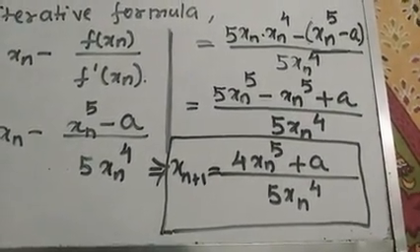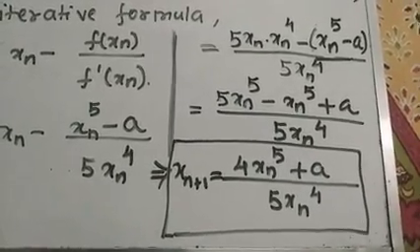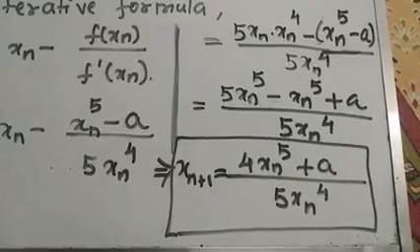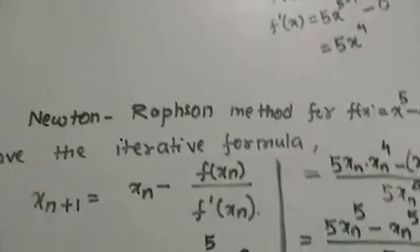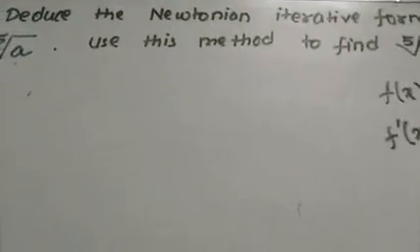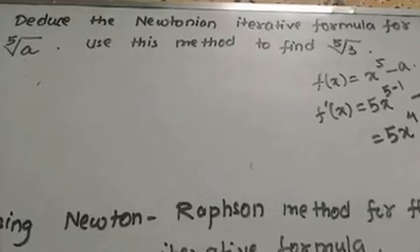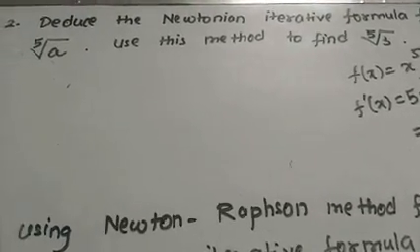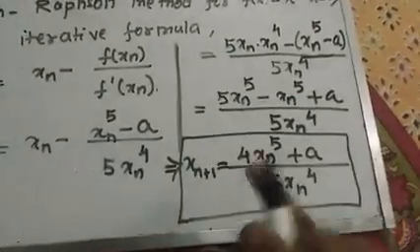So what is the iteration formula? Xn plus 1 equals 4xn to the power 5 plus a, divided by 5xn to the power 4. So we have constructed the formula. Now let us go to this question again. First the question says to deduce the Newton iterative formula for the fifth root of a. We have done that, we got the answer.